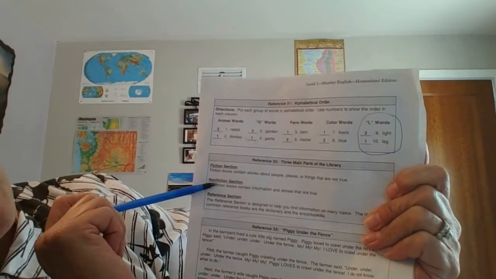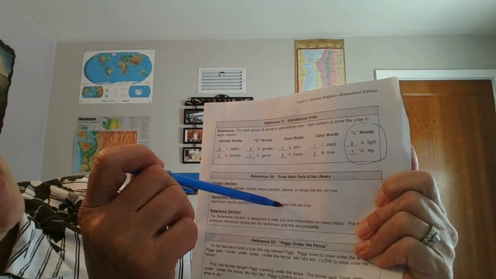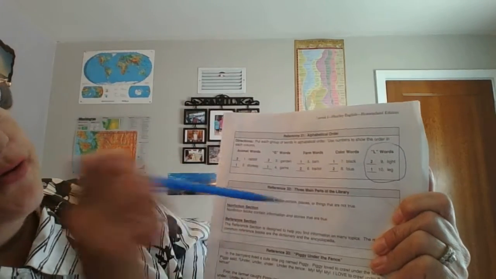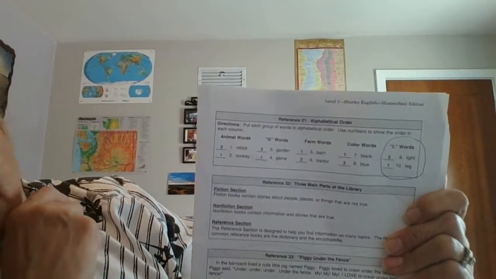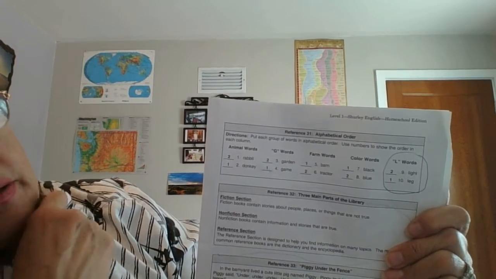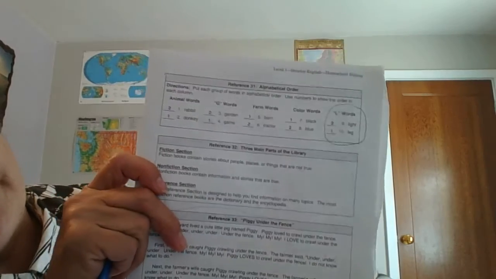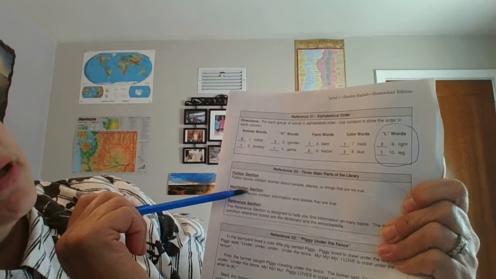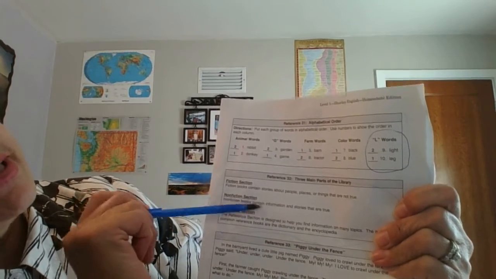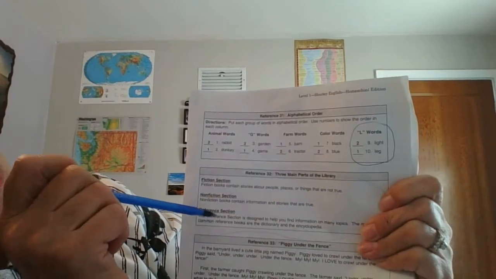All right, let's see what nonfiction is. Nonfiction books contain information and stories that are true. Those are my favorite type of books, actually. I love reading history and religion and health and technology and geography. So you're going to find nonfiction books in a different part than fiction in libraries. There's also a reference section for reference books.